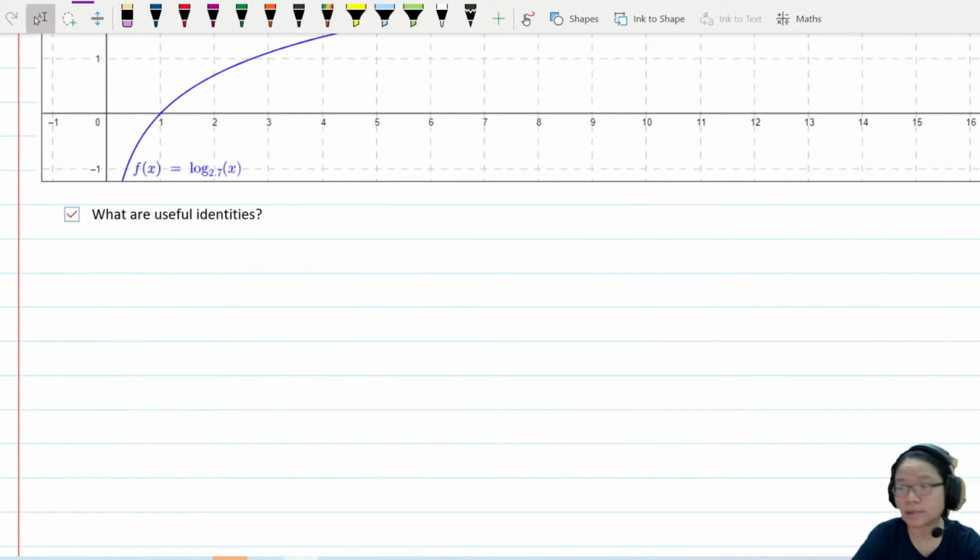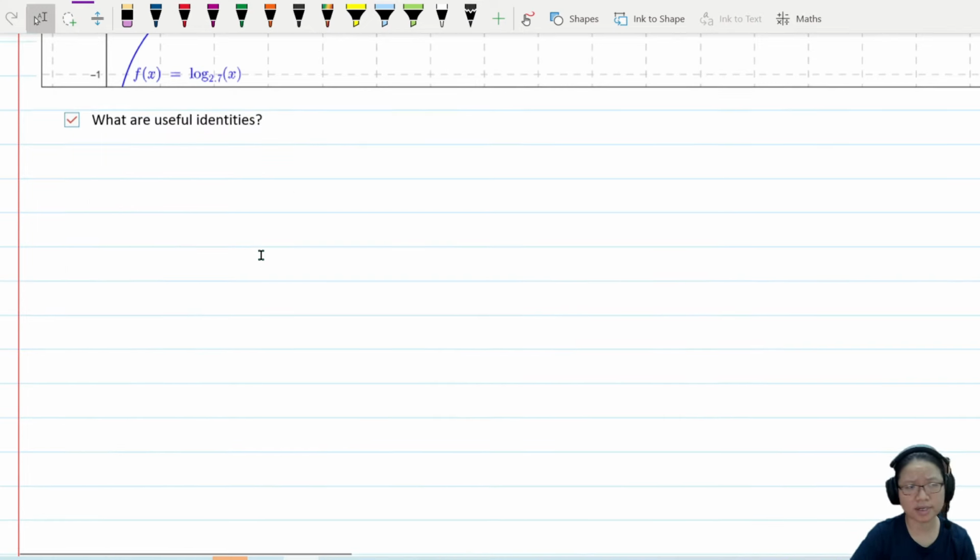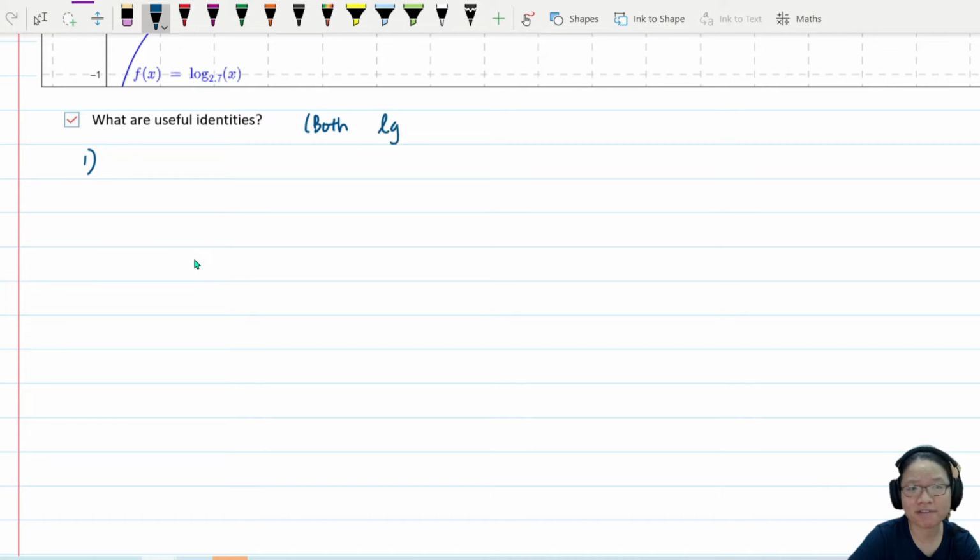The second part is we're going to go through some useful identities in log. If you know these identities, then skip ahead. It's only for those who need a bit of maths boost. Number 1. This applies for any kind of log. It can apply for lg, it can apply for ln, ln x, lg x, or any base, it will work, as long as the base is the same. So in physics, all our bases are the same.